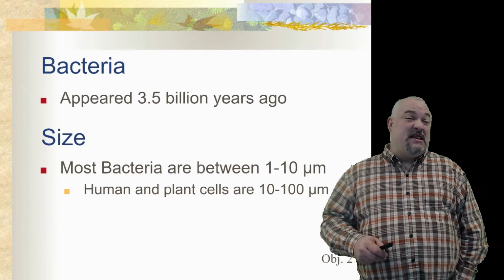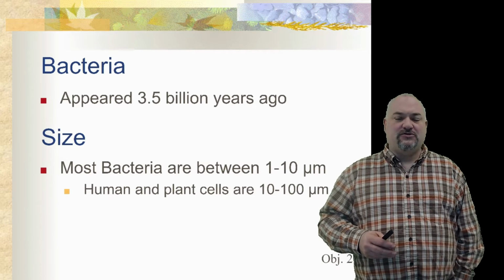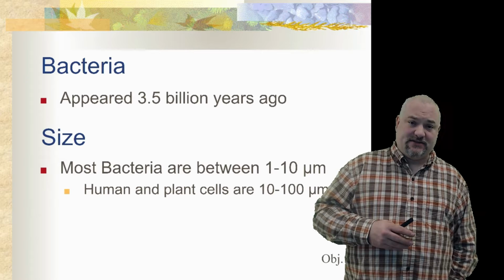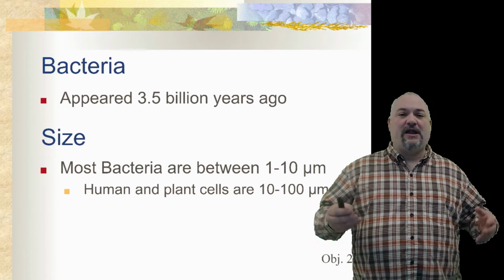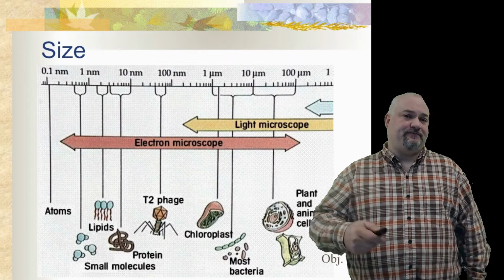Size, they're really small. They're between 1 and 10 micrometers. So the biggest bacteria are about the size of the smallest human and plant cells. And you can think of most bacteria cells as being about the size of organelles inside your body, like a mitochondria or a chloroplast in a plant.